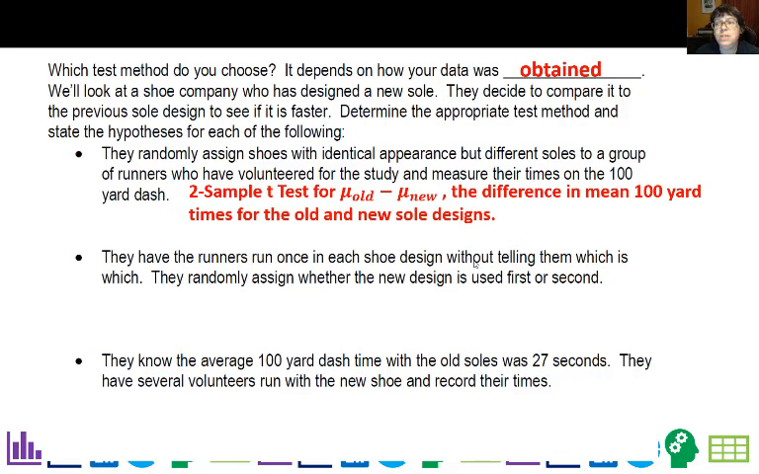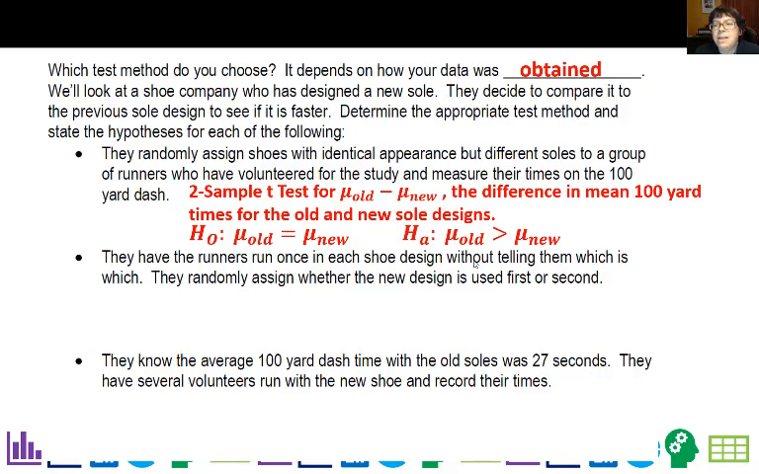So this is a 2-sample t-test for the mean old time minus the mean new time, where the difference is in mean 100-yard times for the old and new sole designs, all right? My null hypothesis, I could say, oh, that the old and the new are the same, all right? Or I could say 1 minus the other is 0. My alternate is that the mean old time is higher than my mean new time, okay?